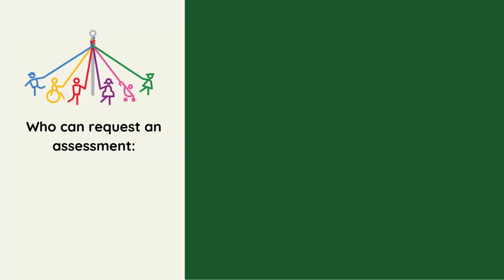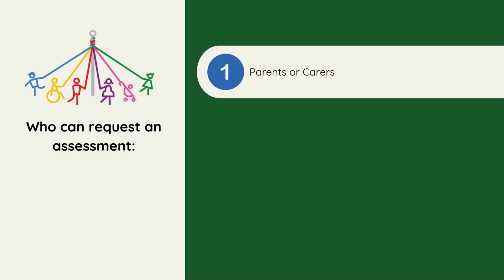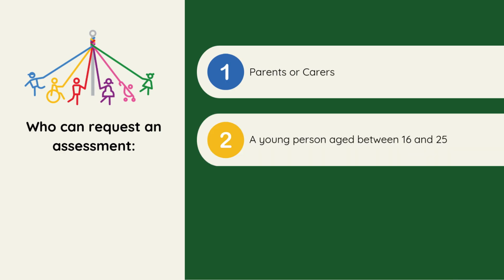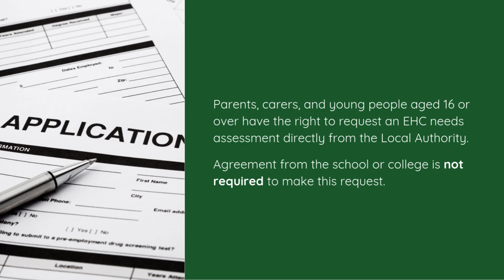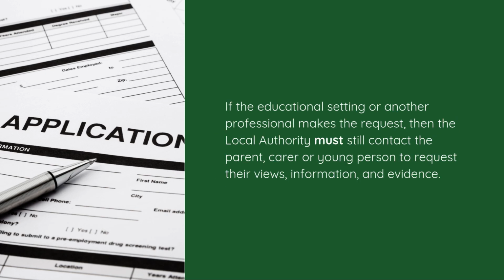Who can request an assessment? Parents or carers, a young person aged between 16 and 25, or a person acting on behalf of a school or post-16 institution. Parents, carers and young people aged 16 or over have the right to request an EHC needs assessment directly from the local authority. Agreement from the school or college is not required to make this request. If the educational setting or another professional makes the request, then the local authority must still contact the parent, carer or young person to request their views, information and evidence.